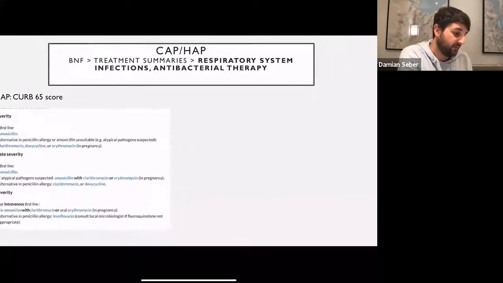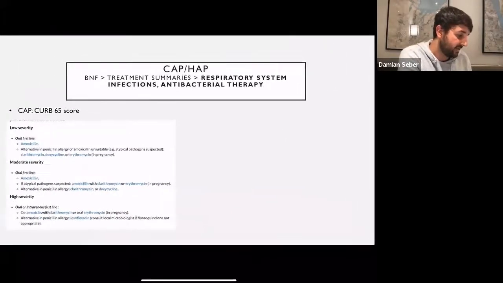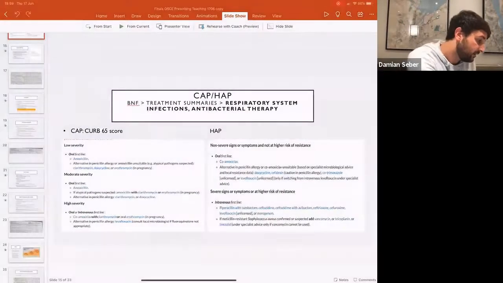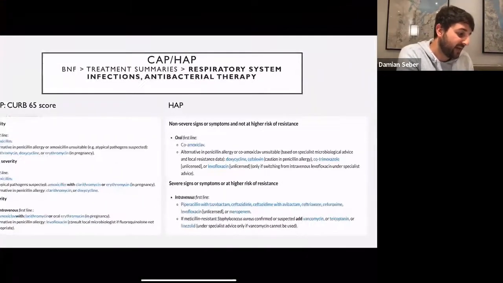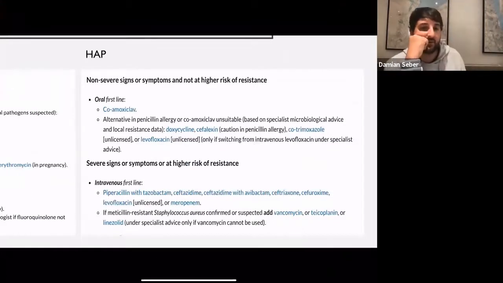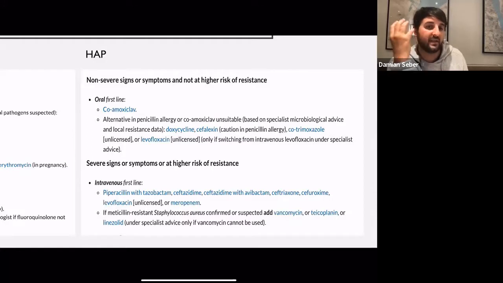Okay, and then for HAP, let me just go back. There we go. So for HAP, the first line is co-amoxiclav straight away, or doxycycline. And then as opposed to CURB-65, it just depends how unwell they are in hospital. So if they've got features of sepsis and things like that, you would prescribe the Tazocin, which is like the Domestos, isn't it, that everyone uses.